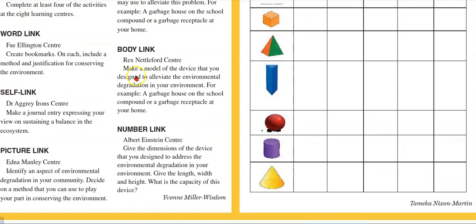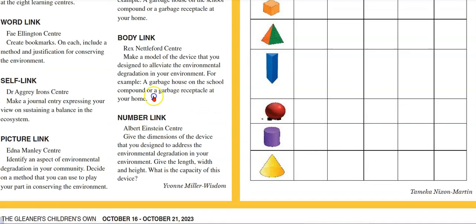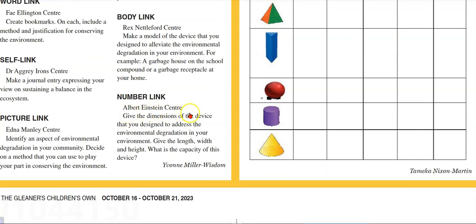That's a good idea. Rex Nettleford Center, make a model of the device that you designed to alleviate the environmental degradation in your environment. For example, a garbage house on the school compound or a garbage receptacle at home. So you could make a model of that. Finally, Albert Einstein Center, give the dimensions of the device that you designed to address the environmental degradation in your environment. For example, give the length, the width, and the height. Now it asks this question: what is the capacity of your device?